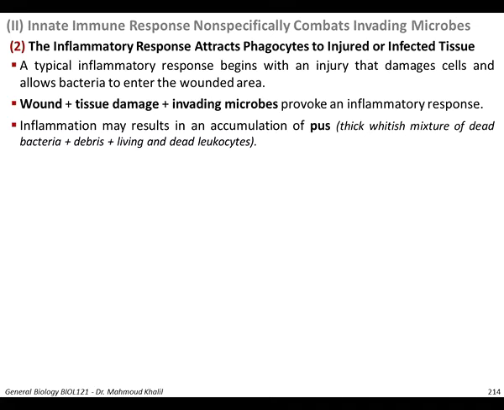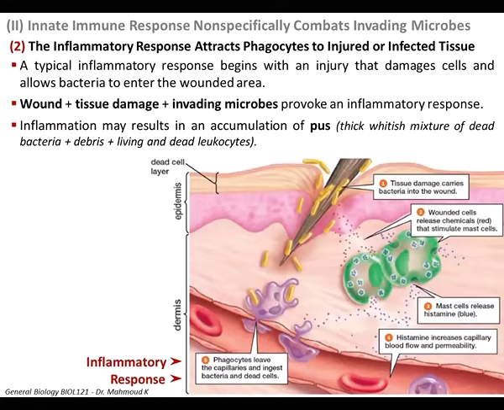And the inflammation results in the accumulation of pus. Pus is actually a thick whitish mixture of dead bacteria, plus debris, plus living and dead leukocytes, the ones acting to try to defend the body. So here you can see that it starts with tissue damage that carries bacteria inside the wound. This wounded area releases very important chemicals, which are the red dots, which attract a special kind of cell, which is called mast cells.